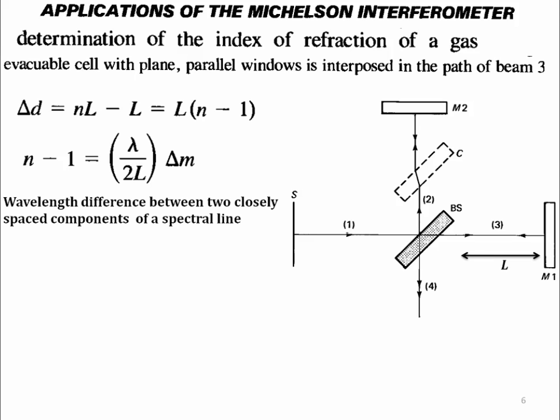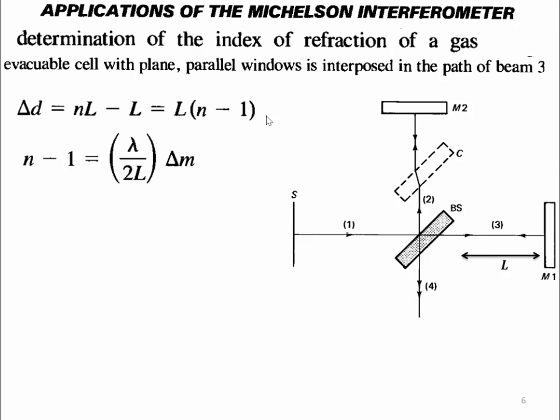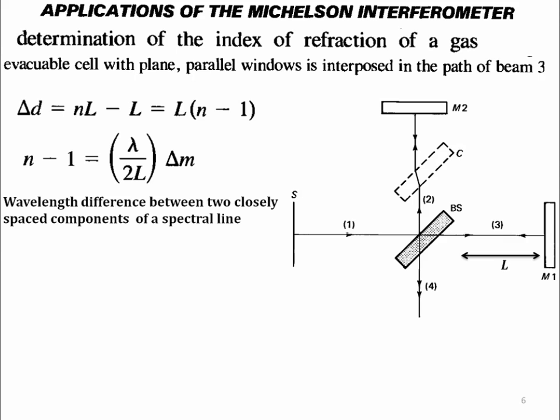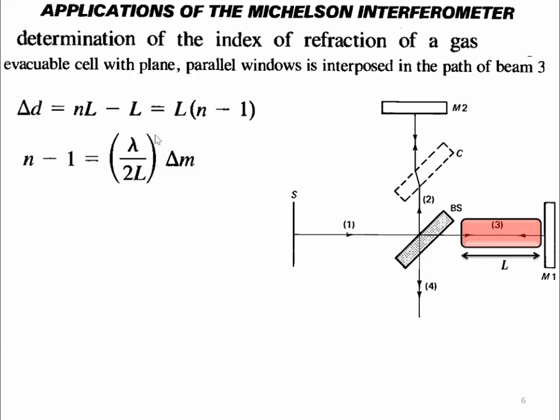Now how to determine refractive index from here? So we illuminate this Michelson interferometer with a light of known radiation or known wavelength, and we know the dimensions of this evacuable cell, the length L. So we know the length.